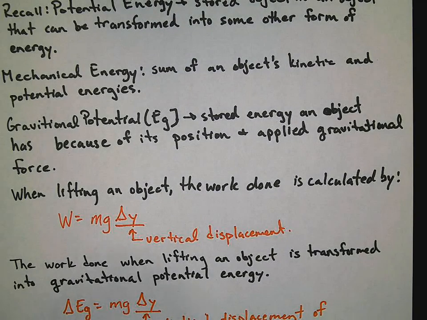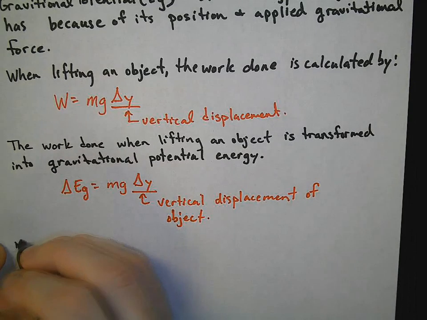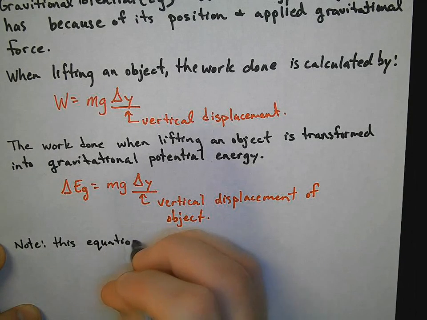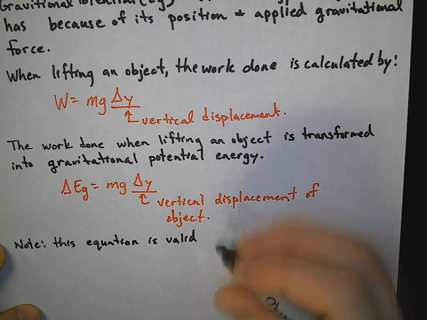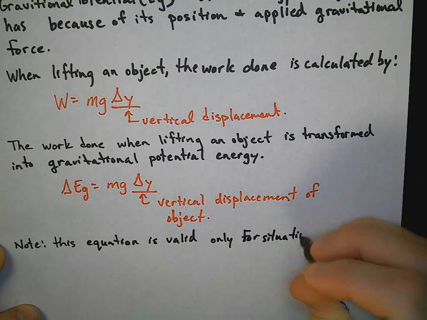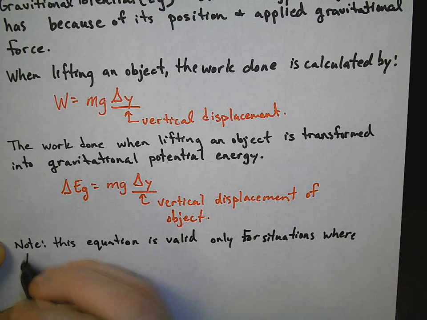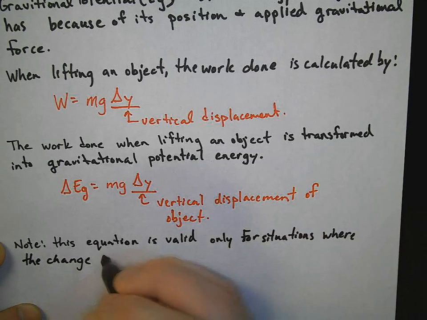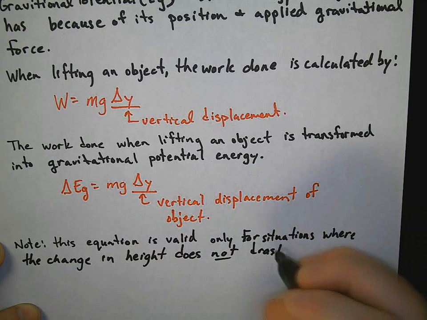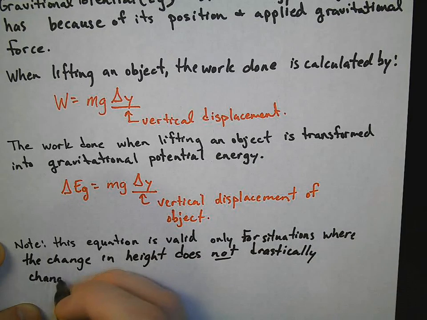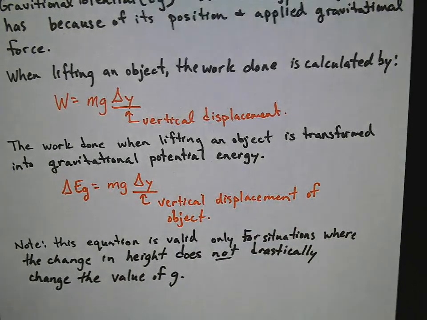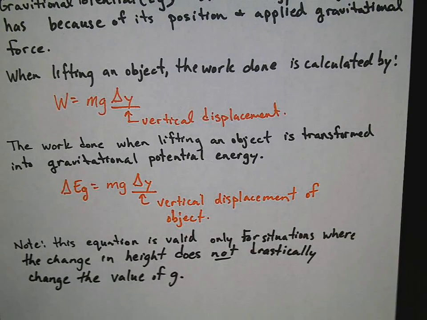Note, just something to be aware of, is that this equation is valid only for situations where the change in height does not drastically change the value of g, being the 9.81 meters per second squared. So there's more of the theory, more of the stuff that we need to know for gravitational potential energy.